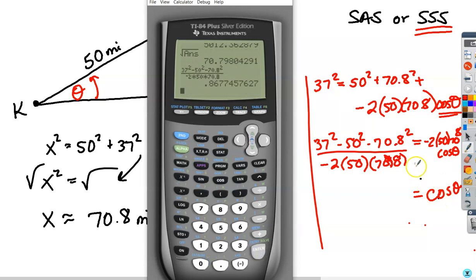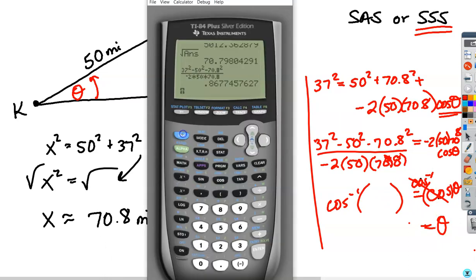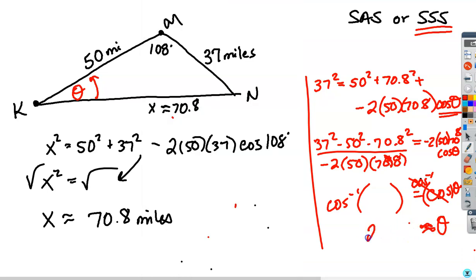Now that is equal to this. But to get theta, I would have to take the cos inverse of both sides to get rid of that cosine. So that's my last step, is to just do the cos inverse of this. So second cos of my answer, boom, about 29.8. So about 29.8 degrees. And then once I have this, I can get this angle because they have to add up to 180. Okay.